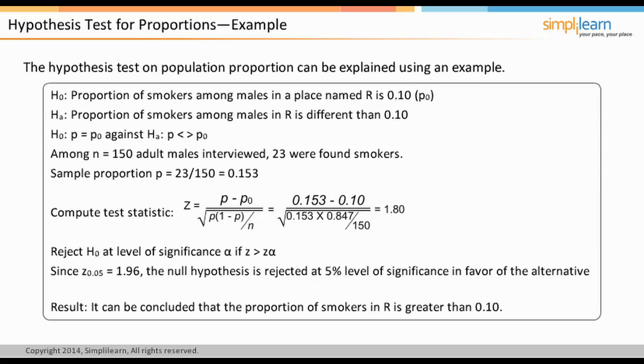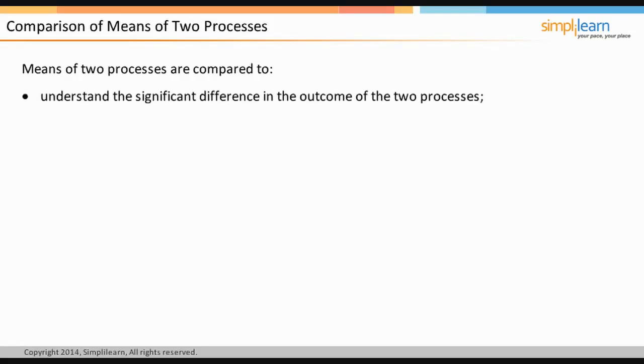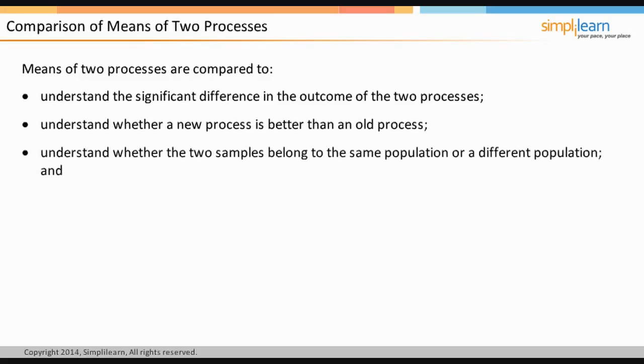In this screen, we will focus on comparison of means of two processes. Means of two processes are compared to understand whether the outcomes of the two processes are significantly different. This test is helpful in understanding whether a new process is better than an old process. This test can also determine whether the two samples belong to the same population or different populations. It is especially required for benchmarking to compare an existing process with another benchmarked process. Let us proceed to the next screen to learn about the paired comparison hypothesis test for means.